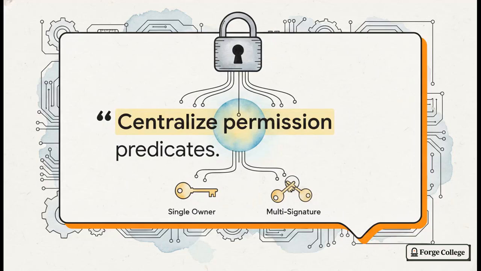Seriously, if you take just one rule away from this entire explainer, let it be this incredibly powerful engineering principle: centralized permission predicates. By keeping all your access logic bundled up in one place, any future updates, like, say, if you decide to upgrade from a single owner to a fancy multi-signature wallet, only require touching a single, highly secure location in your code. It makes everything cleaner, infinitely safer, and so much easier to audit.